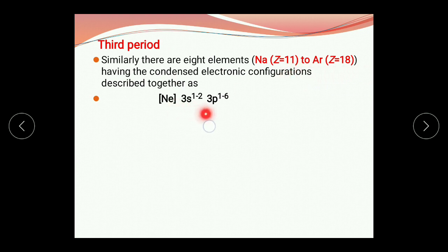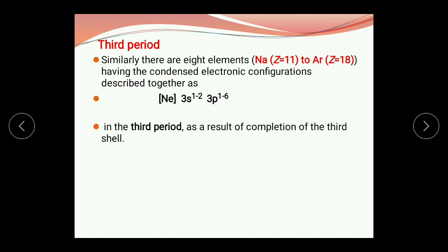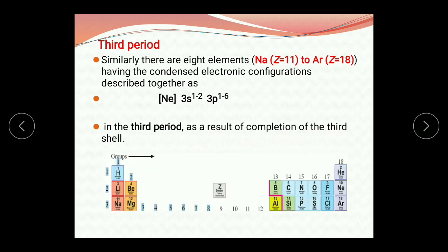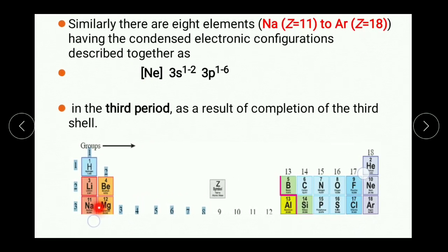That means 3s 1 to 2, 3p 1 to 6. Every time only one electron is added as we move from left to right. Hence when 3s gets filled, then 3p1, 3p2, 3p3, 3p4 like that. When it is 3p6, that is argon. We will see that also. In the third period, as a result of completion of the third shell there are 8 electrons, and this is the third period. It has only 8 elements, 3s1 to 3p6.